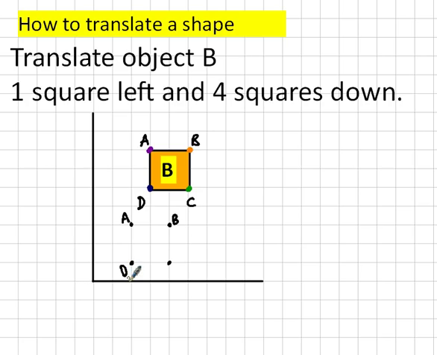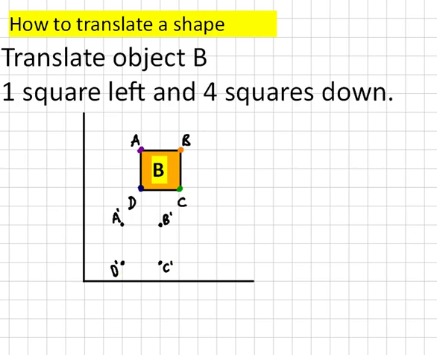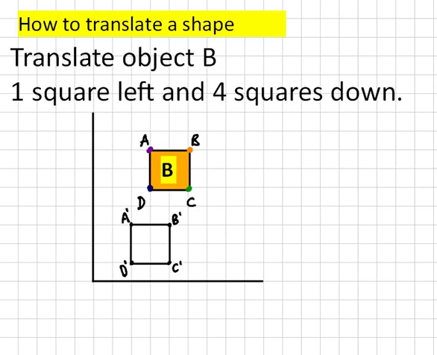Now they're not really the points A, B, C and D because they're part of the image. They're not the same points A, B, C and D. They're now A with a little 1, B with a little 1, C with a little 1 and D with a little 1. Need to join those up to create the image of B. Okay, there's the image of B. The object B has been translated 1 square to the left and 4 squares down.